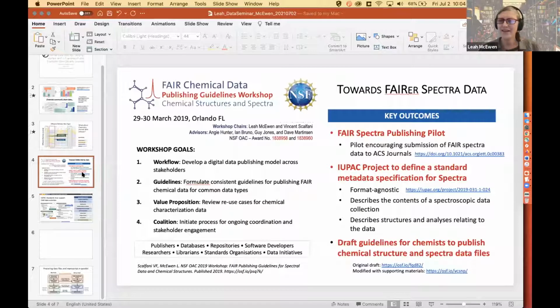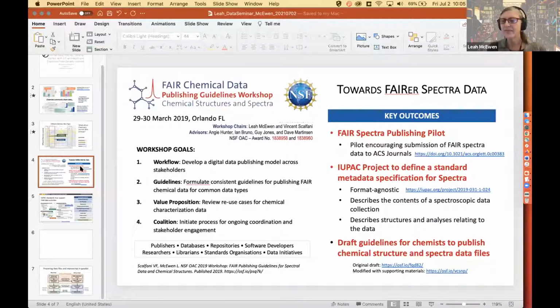So then these stakeholders came together and we developed a workshop that was funded by the National Science Foundation in 2019 to work together on some of these challenges around workflows and guidelines, particularly on the spectra data type, which is a very common data type in chemistry. So if we could match the workflows in crystallography for spectroscopy. And we came away with a couple of key outcomes, including a publishing pilot with the American Chemical Society. And I believe they've had around 300 authors submitting data in this pilot to date.